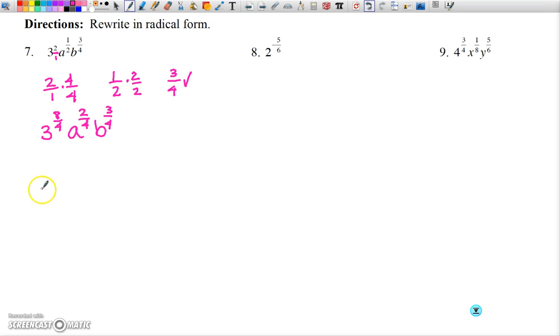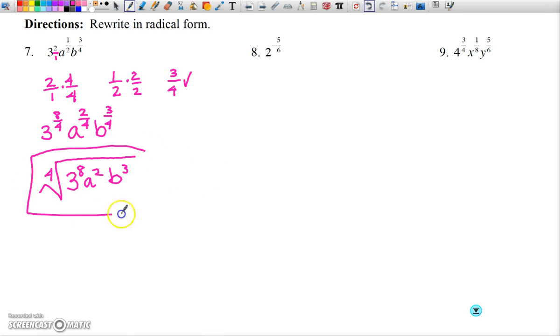And now that they all have the same index, you can write one big 4th root because of the 4: 3 to the 8th, A squared, B to the 3rd. And you don't really need to do 3 to the 8th. You can leave it like that.